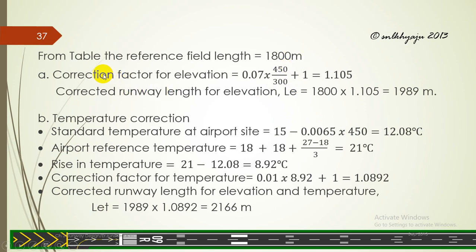For the correction for elevation, the correction is taken as 7% per 300 meters. That is why the total correction for the elevation is taken as 1.108. That is, the corrected runway length after elevation is calculated as 1989 meters.